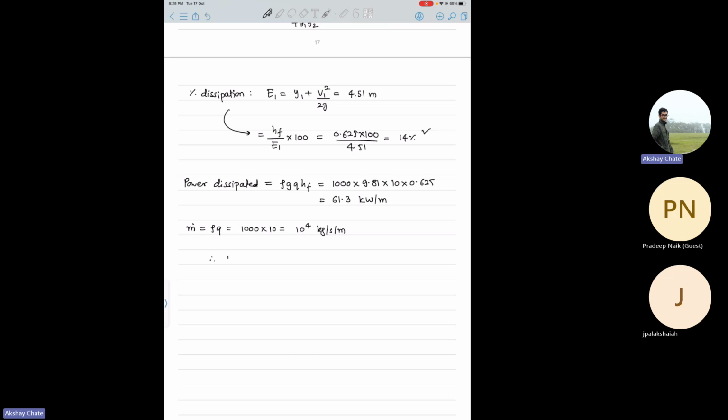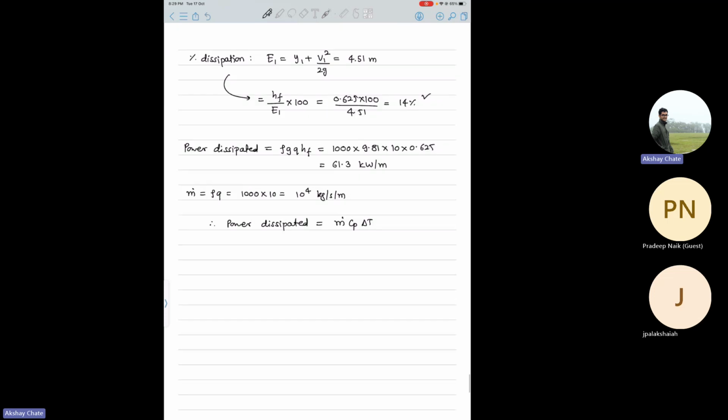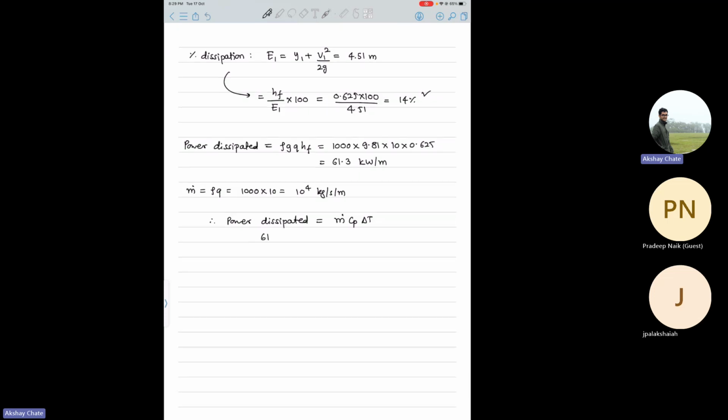And therefore, we know power dissipated is equal to m dot Cp delta T. So power is 61.3 into 10 to the power 3. Since it's a kilowatt, we convert it into watt. m dot is 10 to the power 4. Cp is 4.2 into 10 to the power 3, standard value for water, and delta T. So therefore, the delta T comes out to be 0.0015 degrees Celsius. So it is very less.